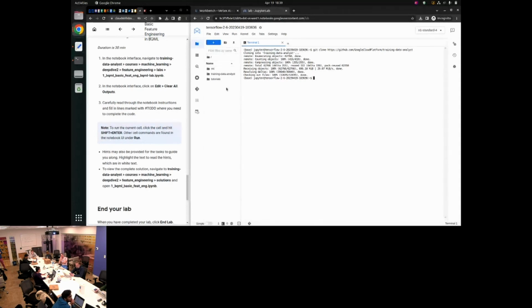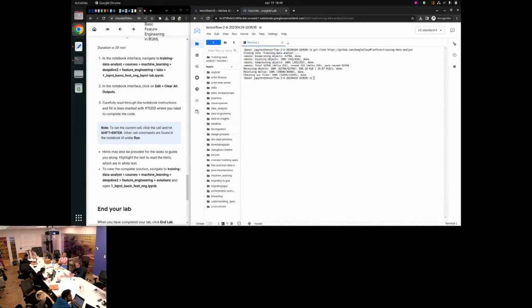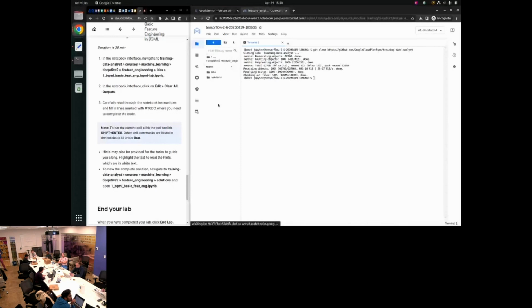After the whole repository is basically cloned in your system, then on the left side, you would see source, training data analyst, and tutorial. You are basically following this path, which is written for you in the lab: training data analyst, courses, machine learning, deep dive 2, and then feature engineering. In each of these labs, there is a lab and there is a solution. So instead of doing the lab, I'm going to do the solution. And let's do the first one.